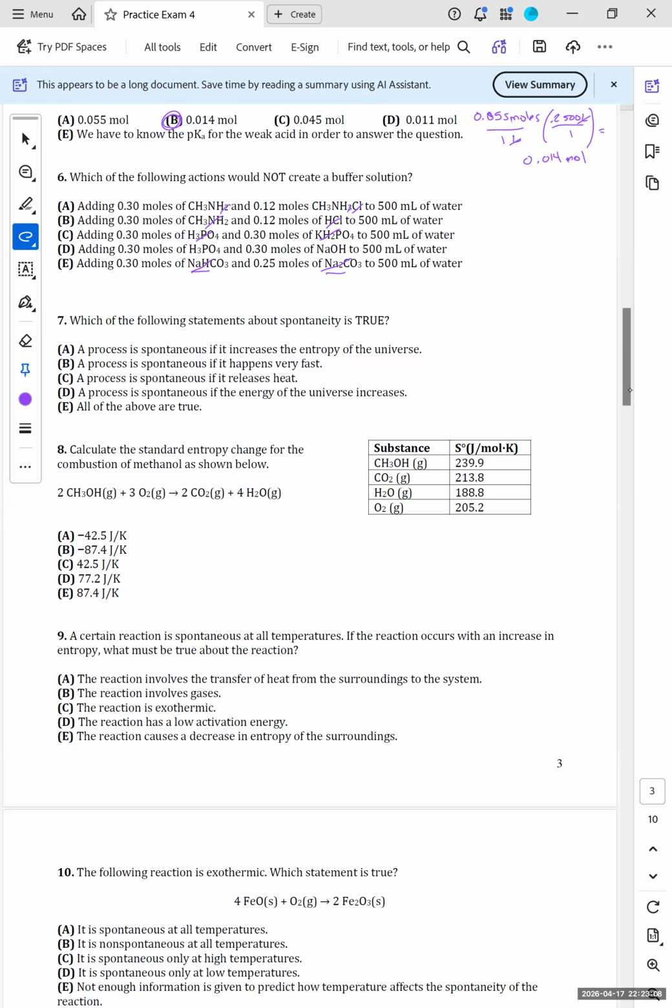Wait, am I reading it right? Which of these would not create? Yeah, so these two would not create ones. The rest of these would create. Sorry, sometimes you got to make sure you're reading the keywords properly.